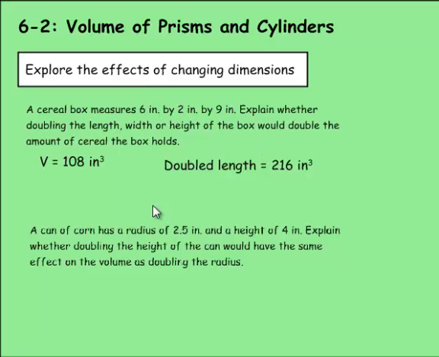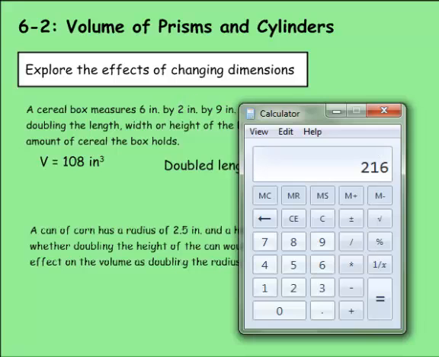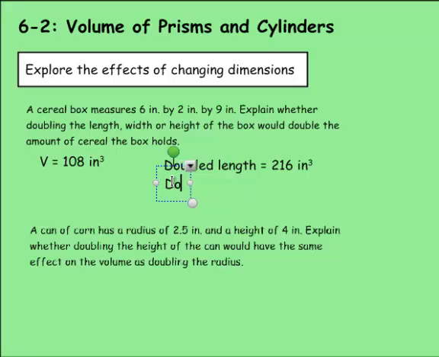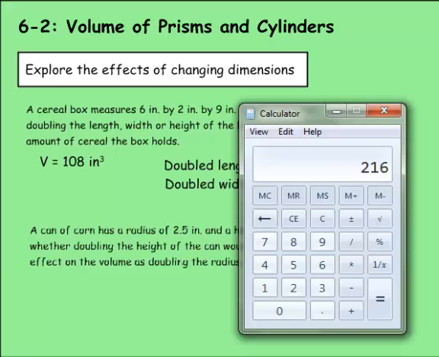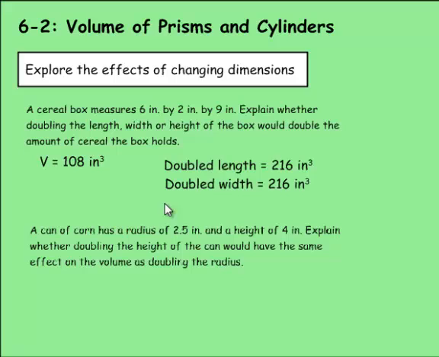So 6 times 4 times 9. 6 times 4 is 24, and we just did 24 times 9, which is 216. So doubled width would also equal 216 inches cubed. Now let's double the height, see if that does the same exact thing. So the base of 6 times 2 is 12. Then we'd multiply that times 18. 12 times 18 would be 216. So doubled height equals 216 inches cubed. So in this case we would say yes it would.